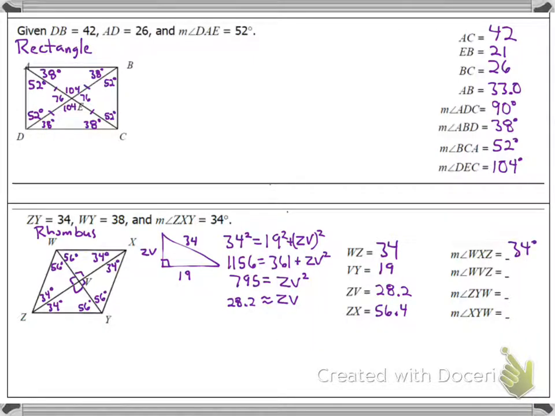WVX, or WVZ, is 90. ZYW is 56. And XYW is 56 as well.